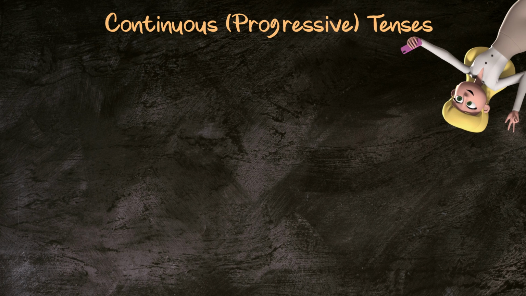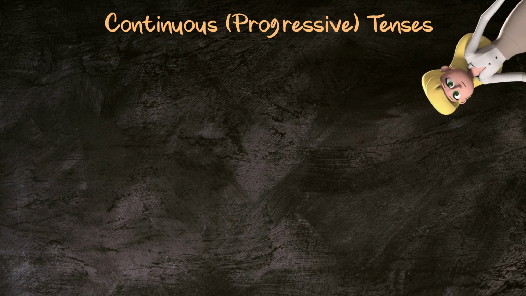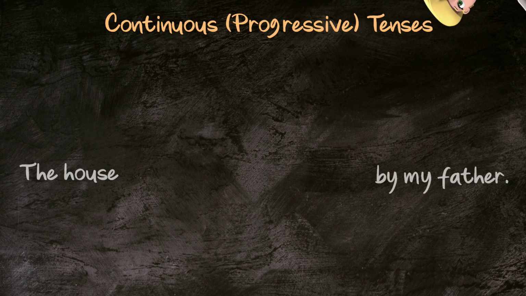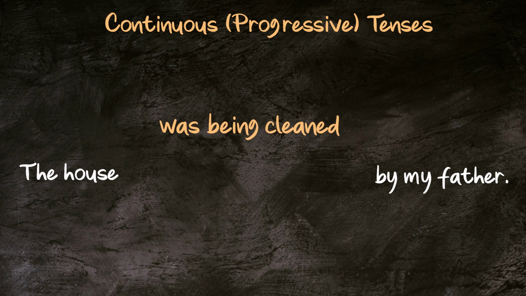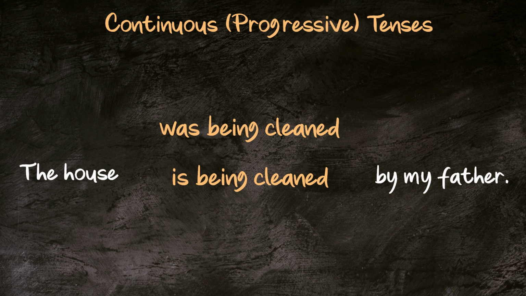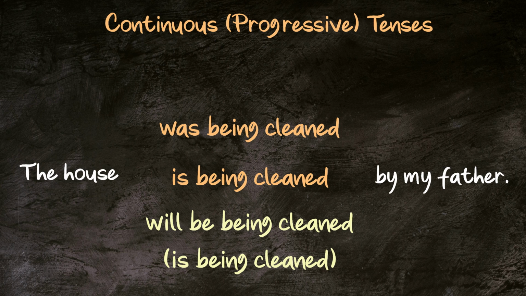Continuous and progressive tenses are also straightforward. We use the same pattern. The house was being cleaned by my father. The house is being cleaned by my father. And in the future, the house will be being cleaned by my father. Although we never use it, we always use present progressive for this.